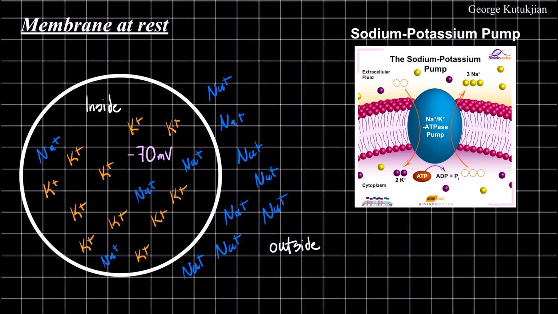Another important factor in a neuron's resting membrane potential is the sodium-potassium pump. Here we can see that the sodium-potassium pump uses ATP, which is energy, to pump 3 sodium ions out of the cell and then pump 2 potassium ions back into the cell. This helps keep the resting membrane potential in that negative 80 to negative 70 millivolts range. When I discuss the action potential later, you'll see why this is important.